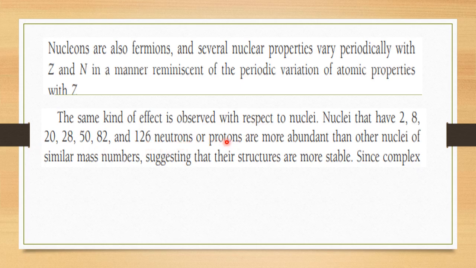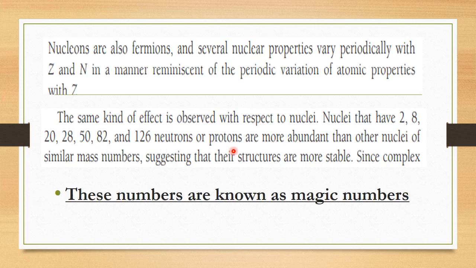These numbers of neutrons and protons are more abundant than any other nuclei of similar mass number, suggesting that their structures are more stable. So nuclei with these numbers of neutrons or protons are highly stable. We can explain with the help of this shell model why such numbers are highly stable. These numbers, 2, 8, 20, 28, etc., are known as magic numbers in the nucleus.